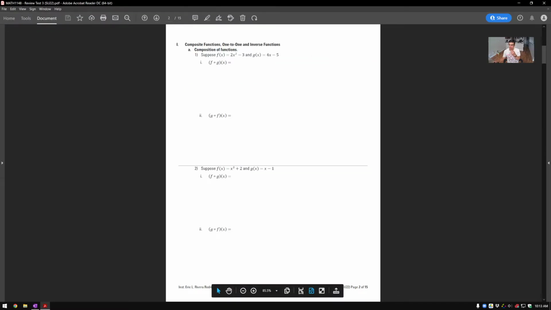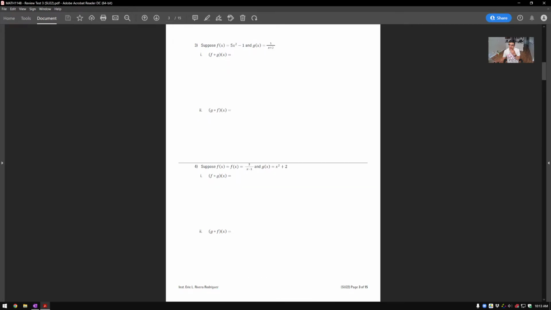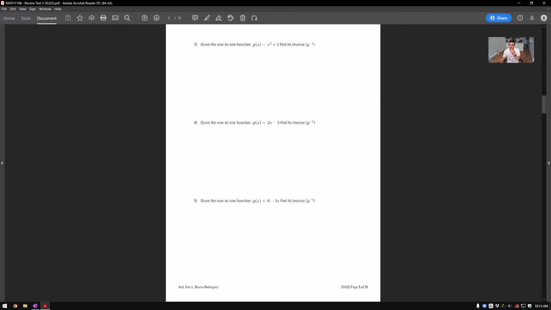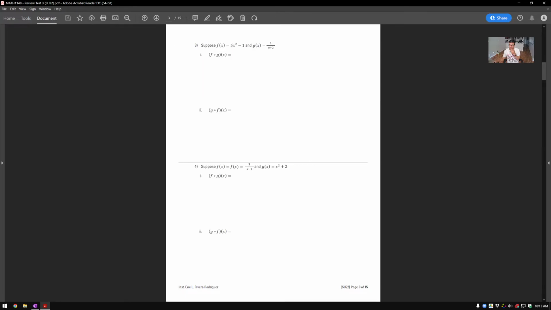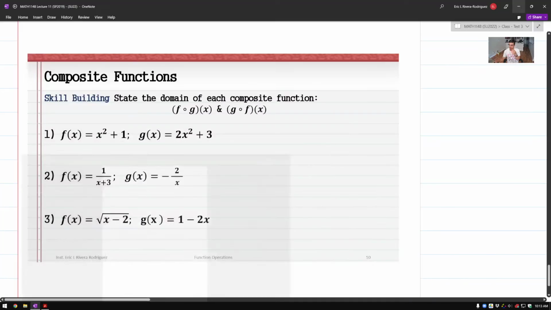Okay, so today we are working on composite functions. In the review today we are covering pages 2, 3, 4, 5. 2 to 5 is what we are covering today.